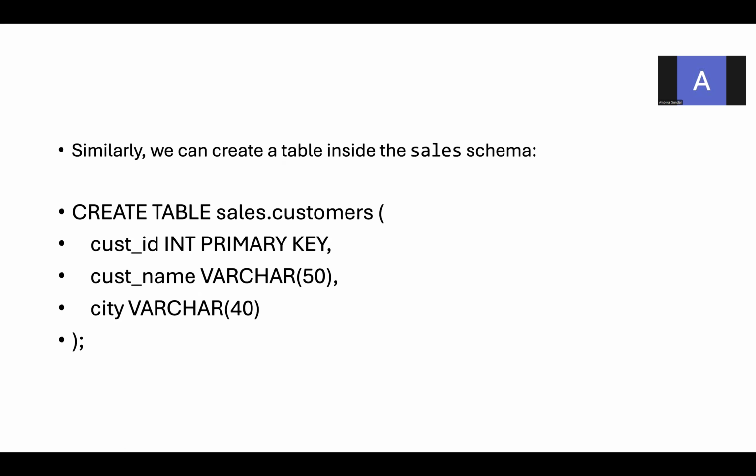Customer ID is the integer data type. Customer name is a string, varchar of 50, and city is a varchar of 40. So varchar is the string, integer is the numeric. The primary key is a constraint which will be used as a foreign key in the other relational table, and it helps us to maintain the uniqueness of the data. This is the way we create the table, and now we have created the table in the next schema called sales.